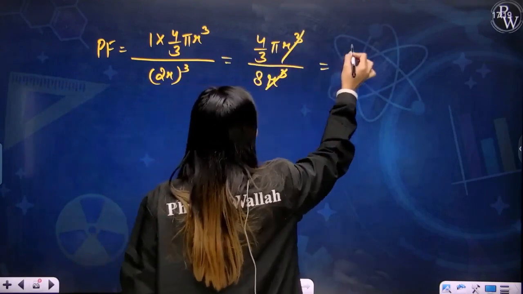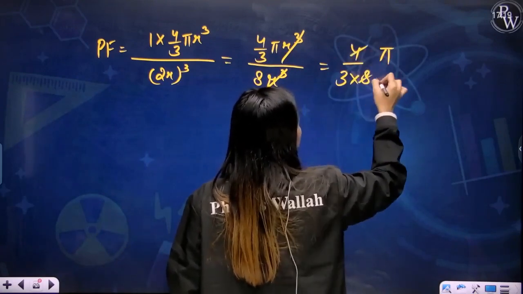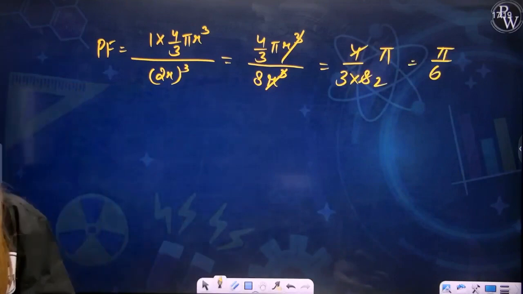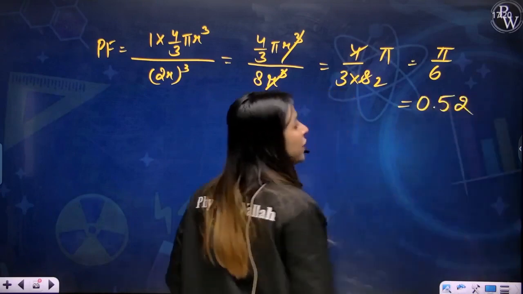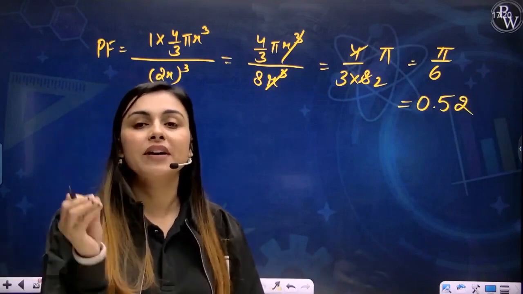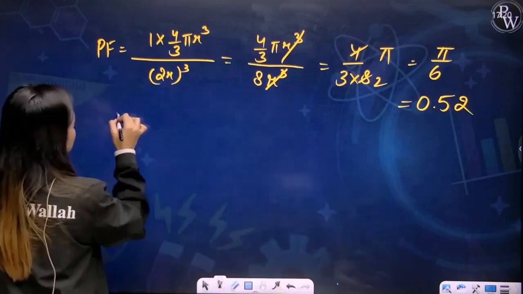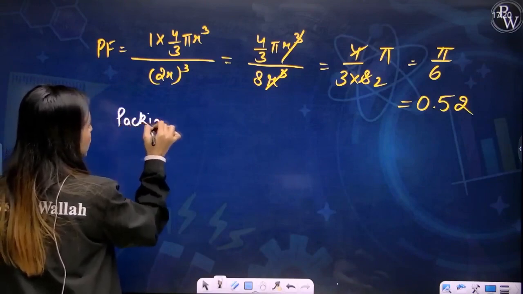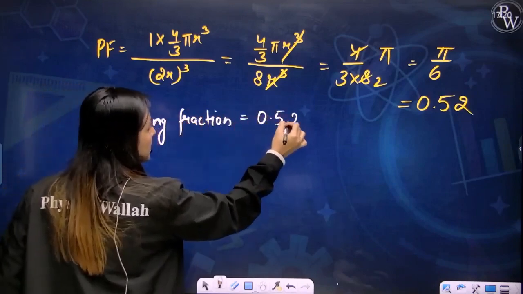r cube cancelled. 4 by 3 into 8 pi. Right? Yes. So this is 1, this is 2. So this would be pi by 6. Pi by 6 is the packing fraction, or I could say this is approximately equal to 0.52. So the packing fraction for a primitive unit cell is 0.52. This is the packing fraction. And if somebody asks you about packing efficiency or packing fraction, you will come across these words. If it is packing fraction, then this is equal to 0.52 since it is a fraction.